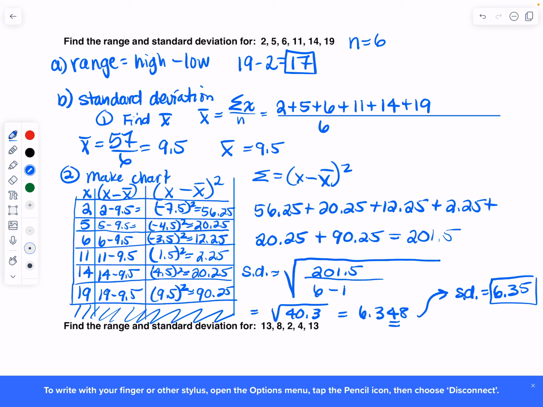6.35. Okay, guys, I'm just letting you know, a common mistake by students is they will make the chart, fine. They'll sum x minus x bar, no problems. They'll even divide it by n minus 1, but they'll forget to take the square root. So don't forget to take the square root of the sum of x minus x bar squared over n minus 1. That's your last step. Just don't forget to do it.